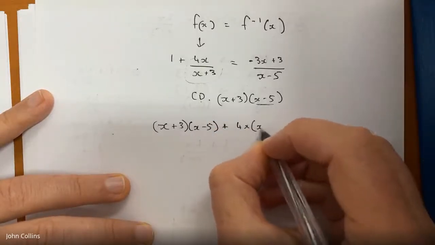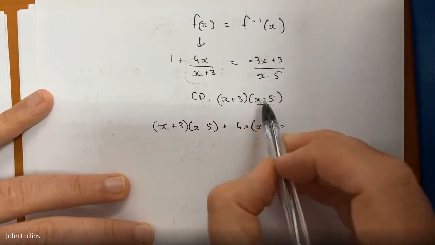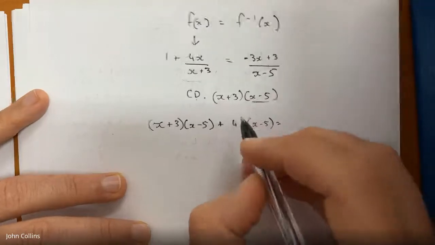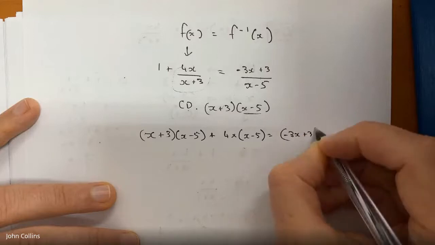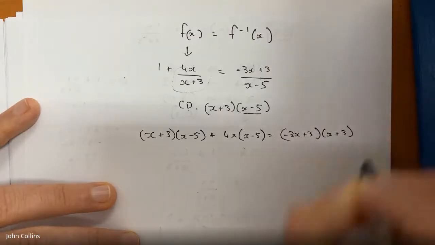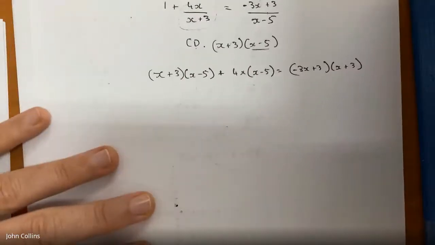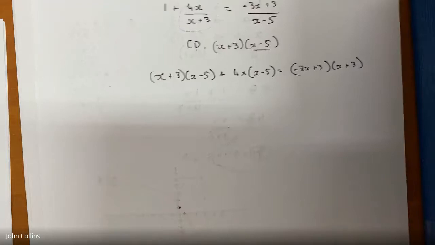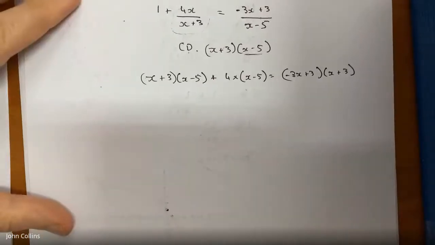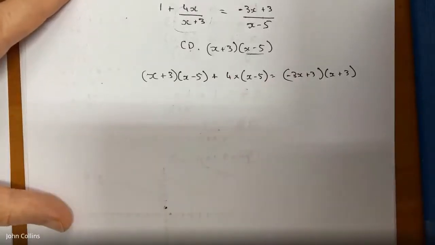So 4x times x minus 5 equals. This one doesn't need to be multiplied by x minus 5 because that would cancel, but it does need to be multiplied by x plus 3. Okay, so hopefully you'll be able to solve this fully out. I'll very quickly go through it, and I can slow down if you need me to. But this is an algebra question, not really a functions question. The only bit at the start was the functions bit.